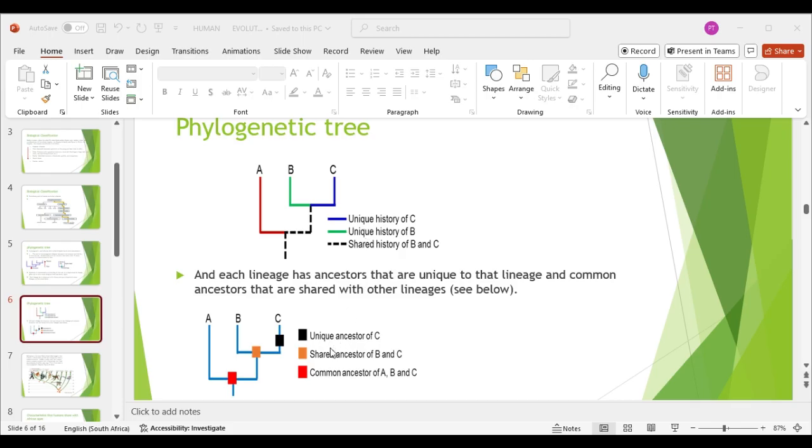As we can see here, next we have the red square, the orange square, and also the black square. The red square represents the common ancestor that is shared by A, B, and C, and the orange represents the ancestor that is shared by B and C. And we also have the black square, which has its own unique ancestor. So C doesn't share any ancestor.